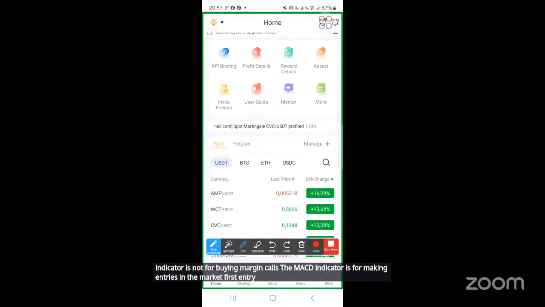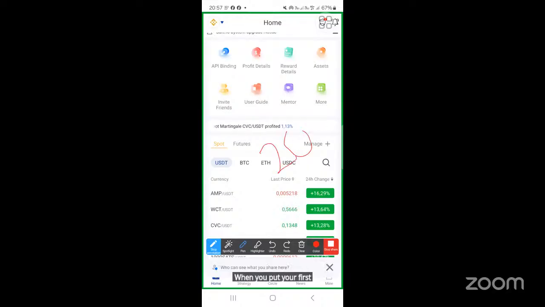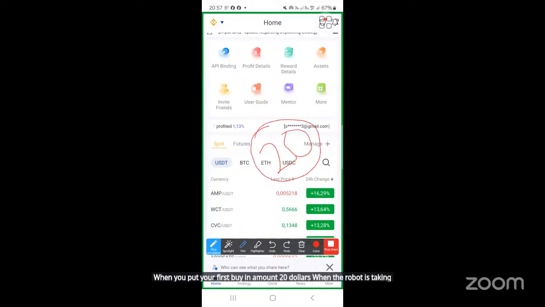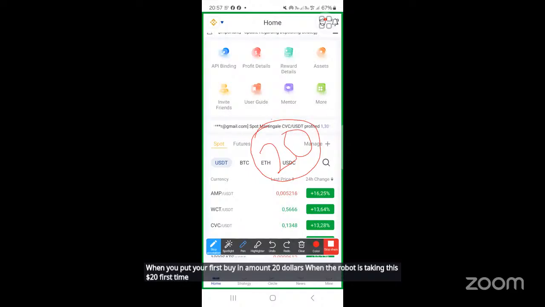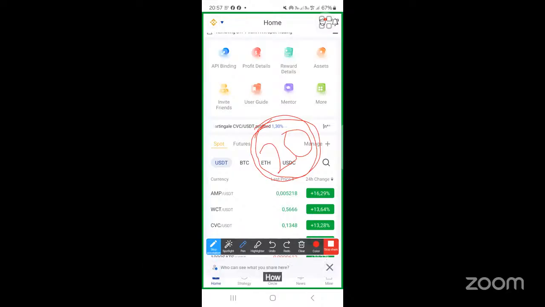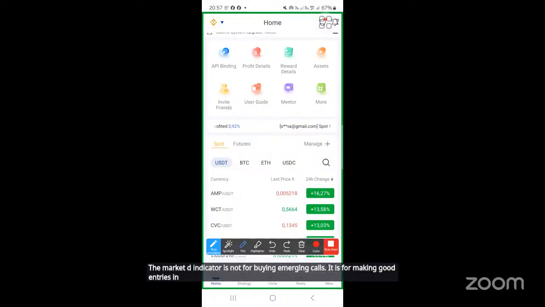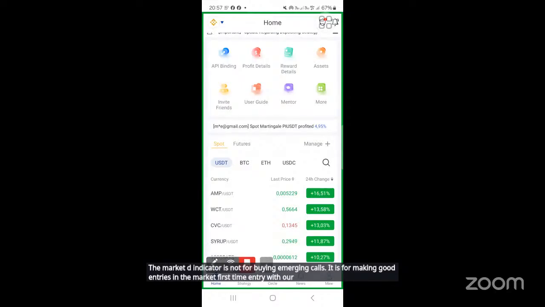When you put your first buy-in amount of $20, when the robot is taking this $20 the first time, let it use a MACD. Are we together? Are you with me? The MACD indicator is not for buying margin calls. It is for making good entries in the market, the first-time entry with our first buy-in amount.